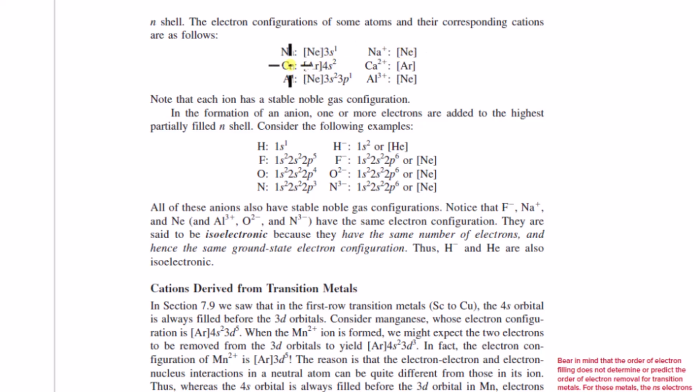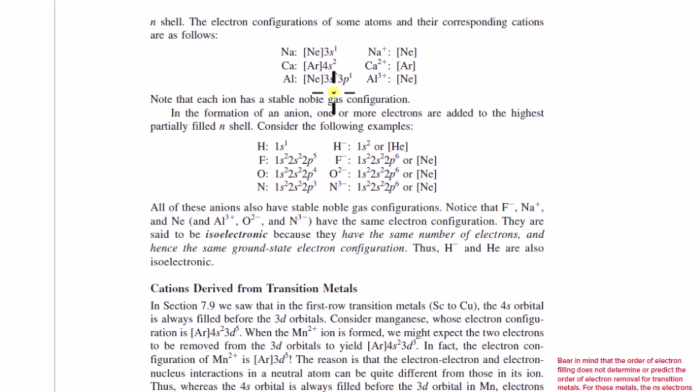Nothing changes, which is nice, right? The calcium cation, Ca2+, wants to get to that noble gas configuration, so it's just going to be the electron configuration of argon. That is the electron configuration of the calcium 2+ cation. And aluminum 3+, there's its electron configuration. So here's aluminum, right?